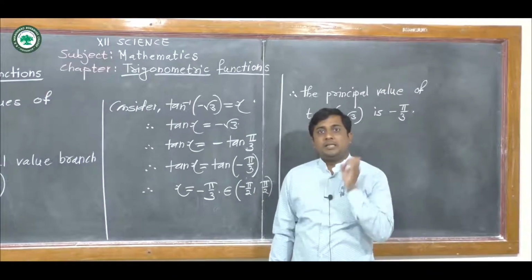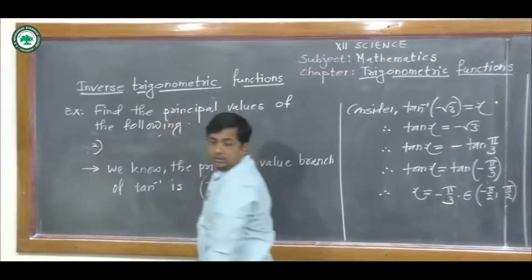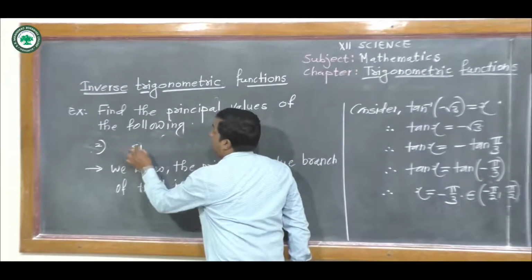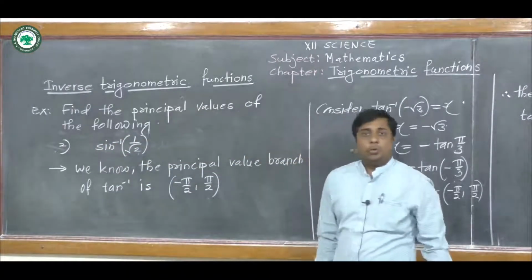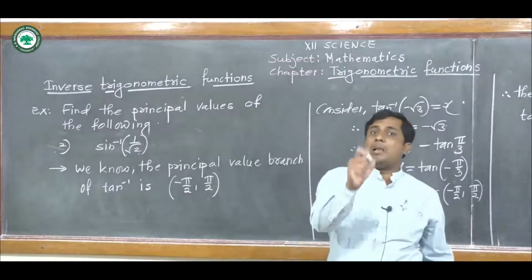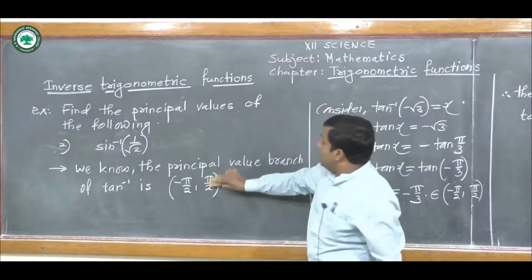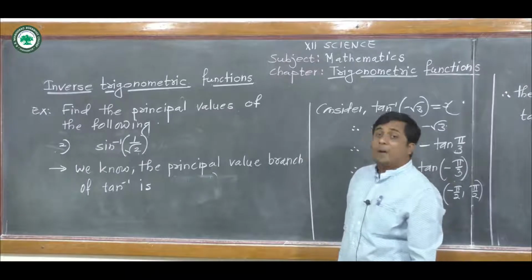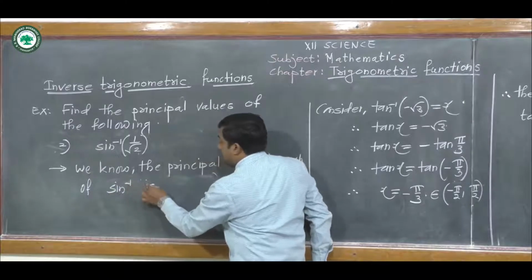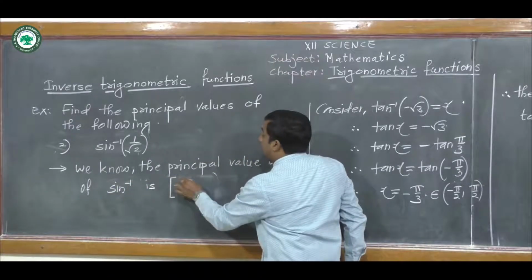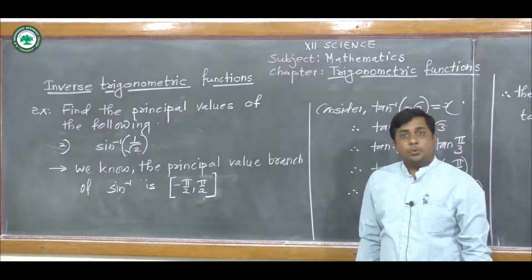Let us consider the second example. Here we consider sine inverse of 1 upon root 2. Again we consider the principal value branch for the inverse trigonometric function sine inverse. We know the principal value branch of sine inverse is the closed interval minus pi by 2 to pi by 2.